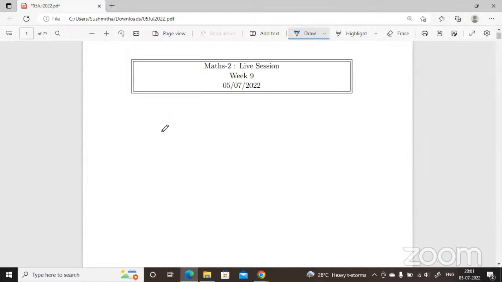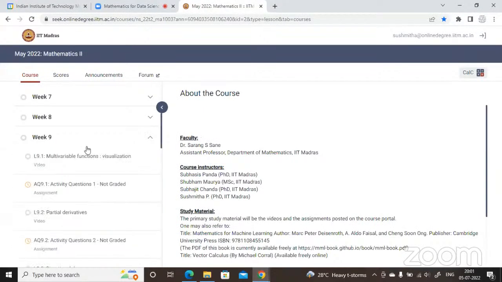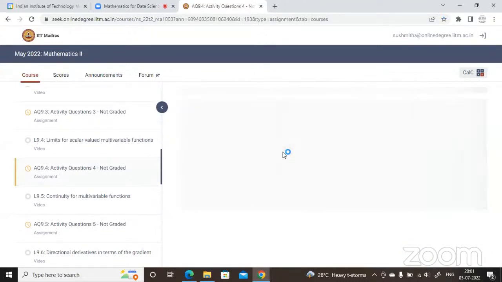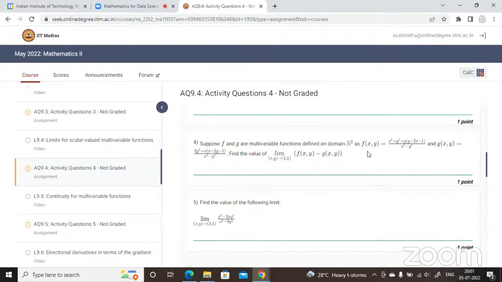Ma'am, I have one doubt in an activity question. Which one? Oh, okay. Activity question 9.4, question number 4. Yeah. Ma'am, I feel the limit does not exist for this function f of x, y. Because when I check it on, suppose, the x-axis, I take 1, 0.